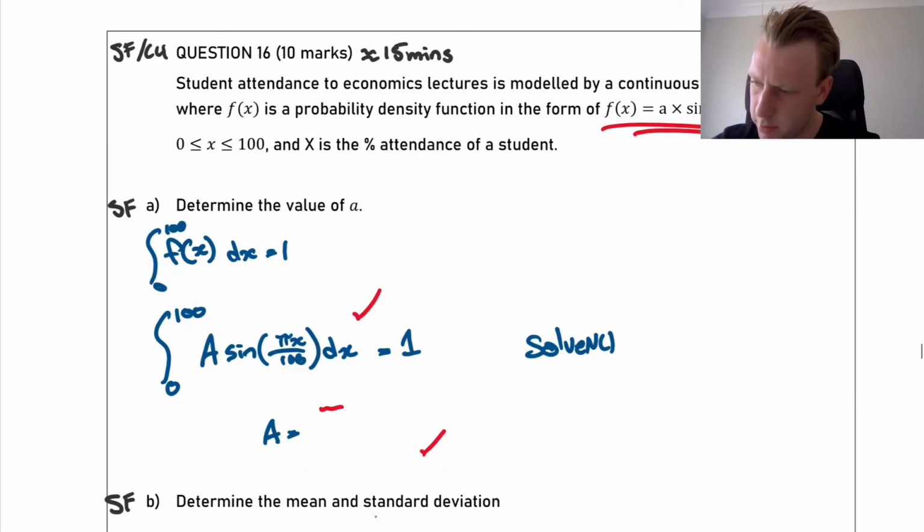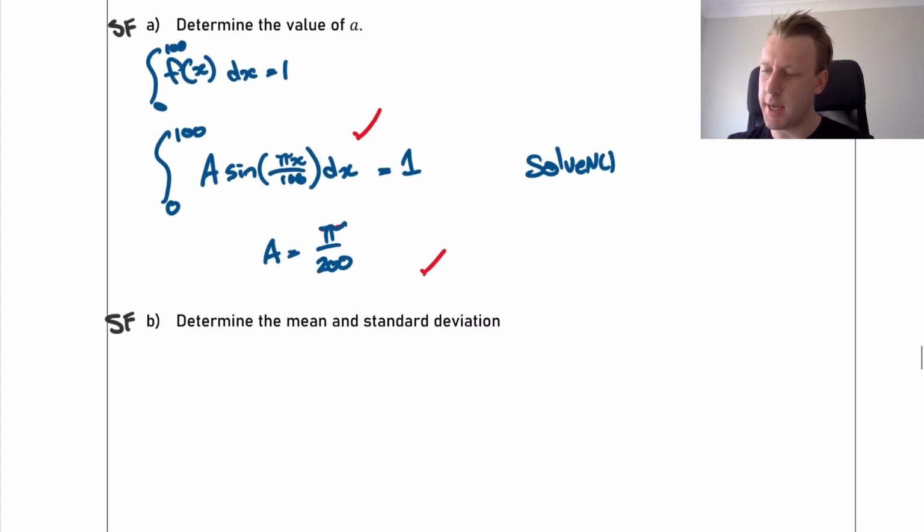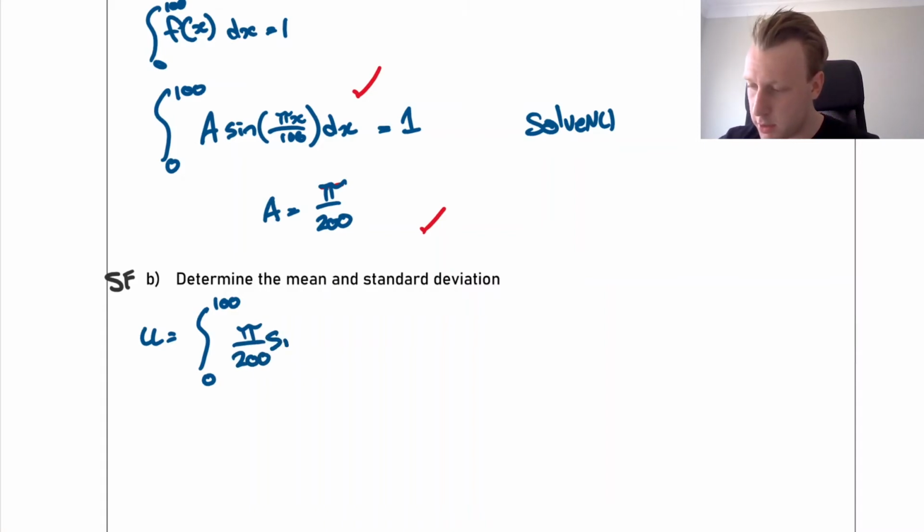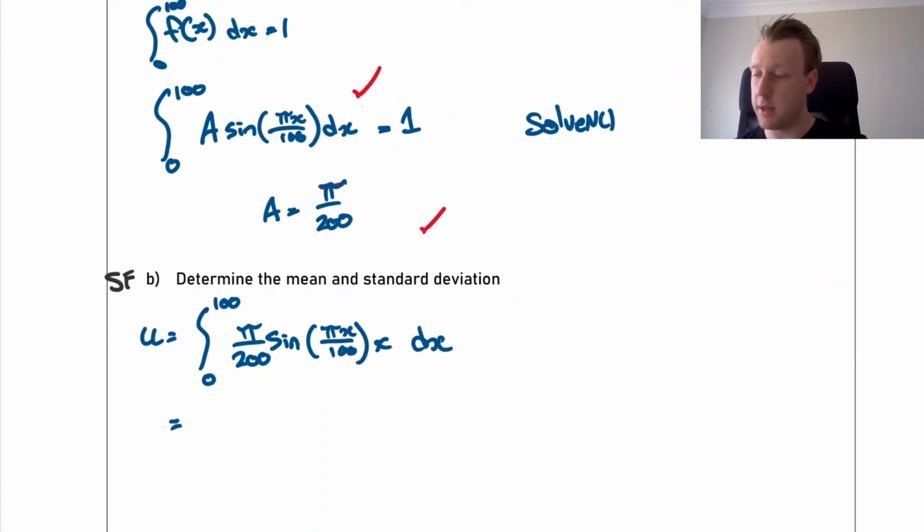Pi, in blue, pi on 200. Okay, I can determine the mean using the formula sheet. This is a continuous random variable, so you're going to have 0 up to 100, and it's x times your function. So you're going to have a, which is pi on 200, sine of pi x on 100, times by x dx, and that's going to give you your mean. Plug that into your calculator, you're going to get an answer.